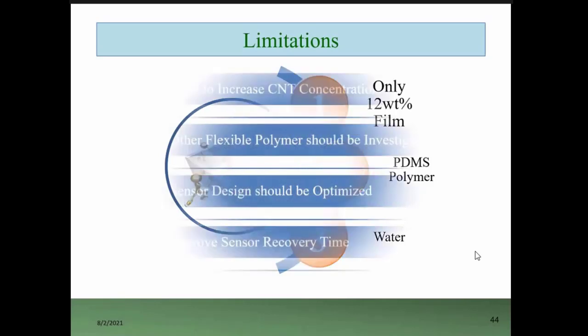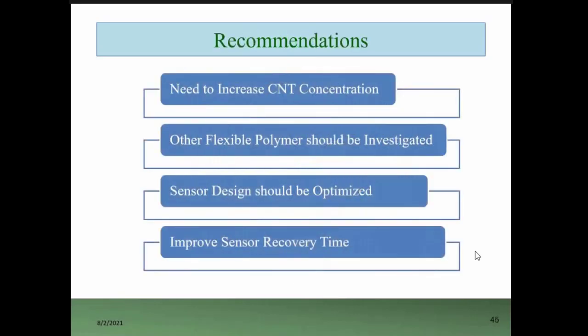So against these limitations, I want to make some recommendations if anyone wants to develop this sensor in future. The first one I would like to recommend is to increase the amount of carbon nanotube in PDMS. The second one I would like to recommend is to improve the flexibility of the film by trying a different or better polymer.